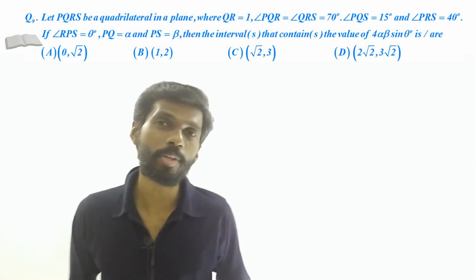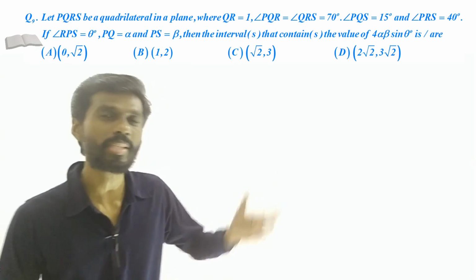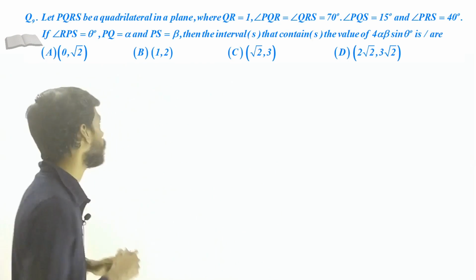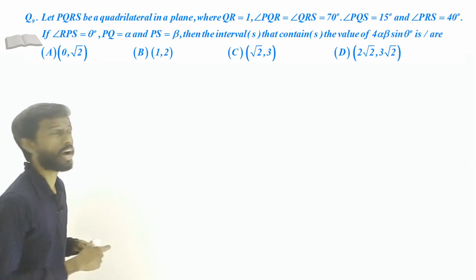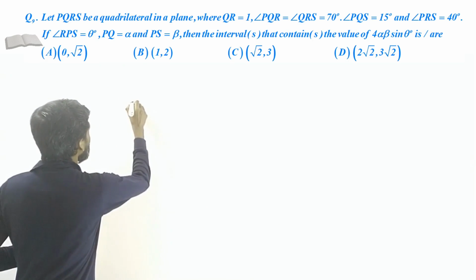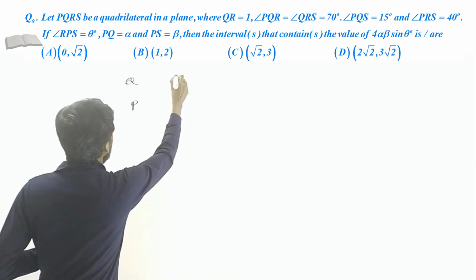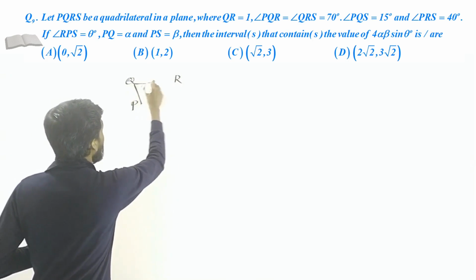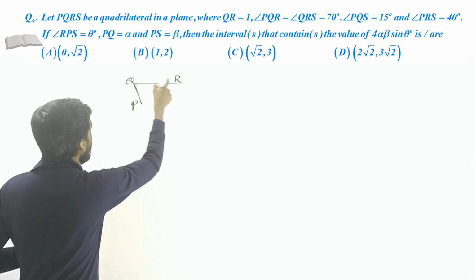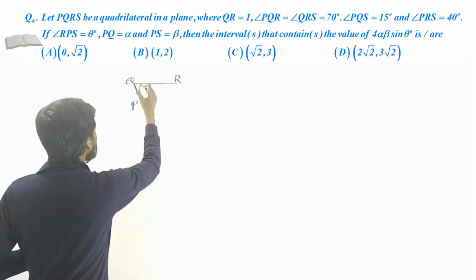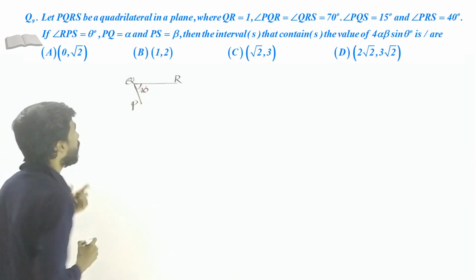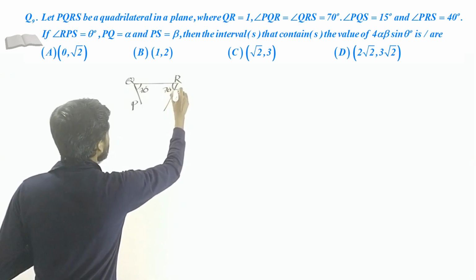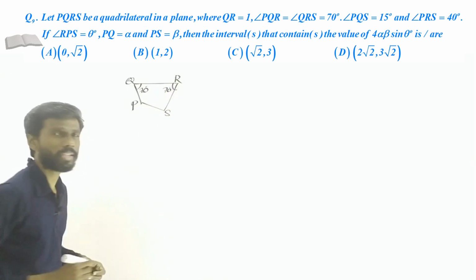Here a quadrilateral PQRS is given and some angles and the lengths of the sides are given. We have to find these values, alpha and beta, right? So let us draw this quadrilateral first. See, here we have a quadrilateral PQRS, so it is something like this. This angle is given: angle PQR is 70 degrees. Similarly angle R is also 70, so it is like this. So this is the quadrilateral.